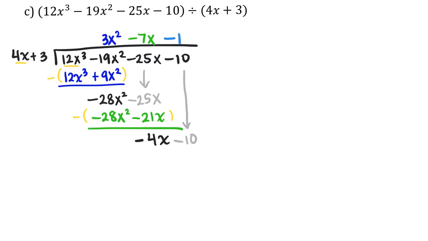Okay, negative 1 times 4x plus 3. Negative 1 times 4x, negative 4x. Negative 1 times 3, negative 3. Okay, subtract down.